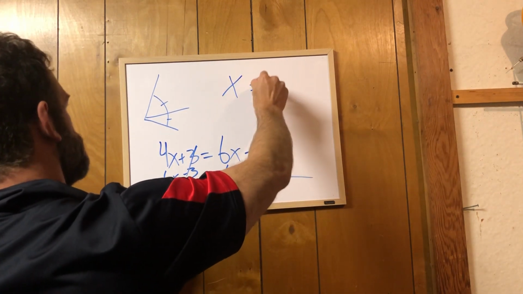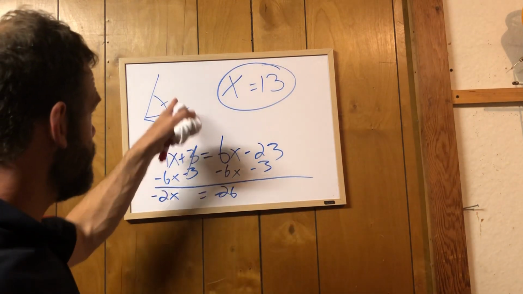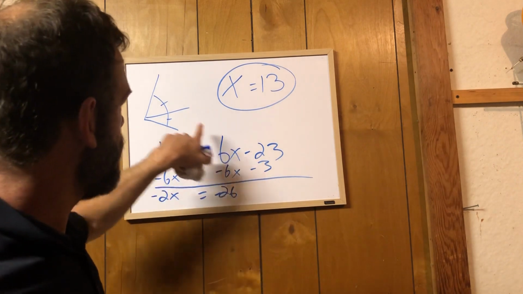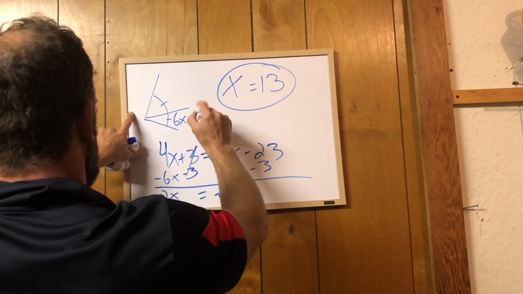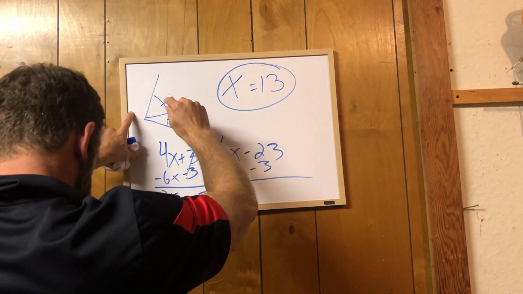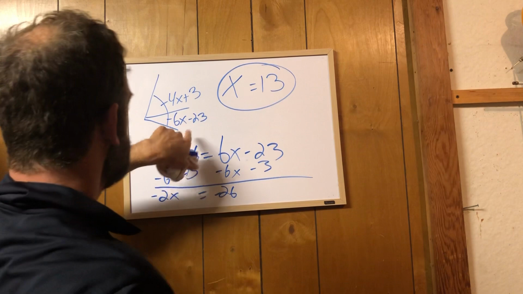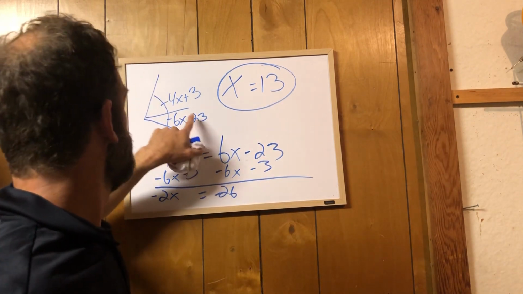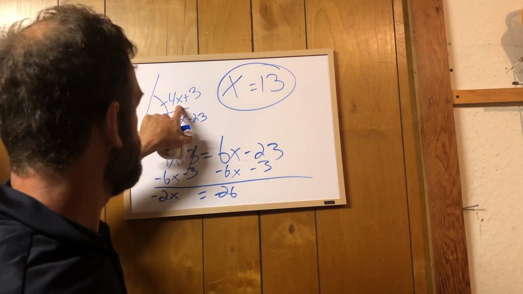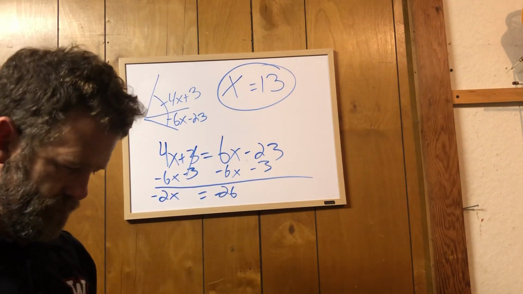X equals positive 13, but that's not the question. The question is, what would each angle equal? Well, I just changed this angle to 6x minus 23. And this angle is 4x plus 3. So 6 times 13 minus 23, that's what this angle would be. 4 times 13 plus 3 is what this angle is going to be.